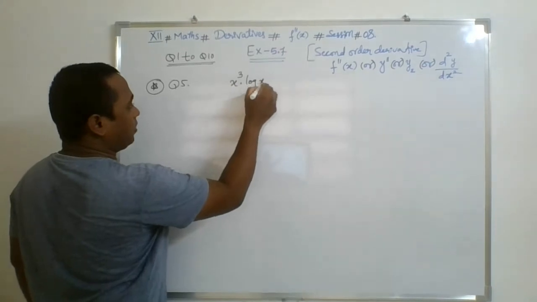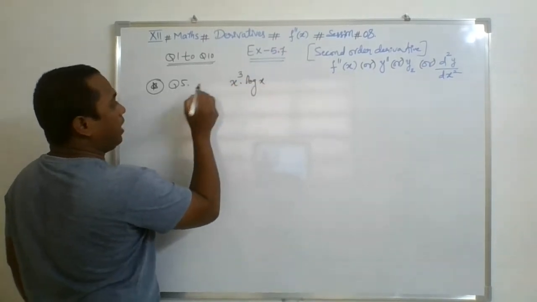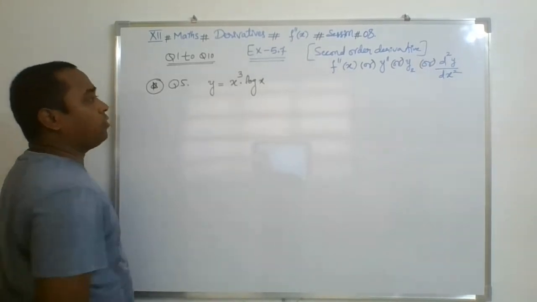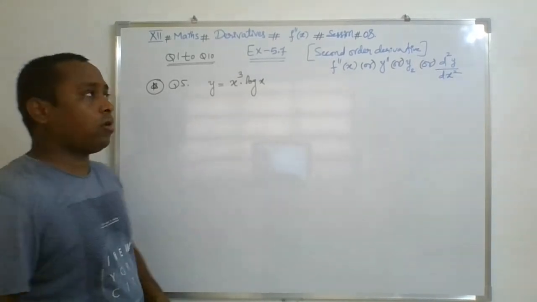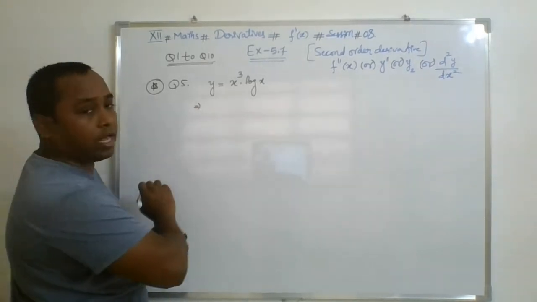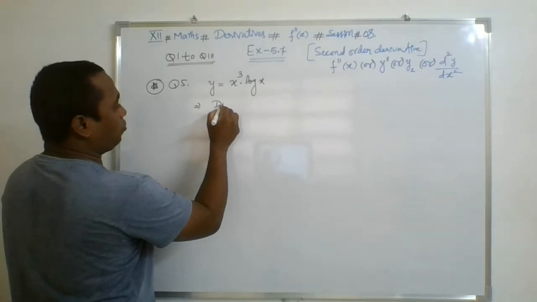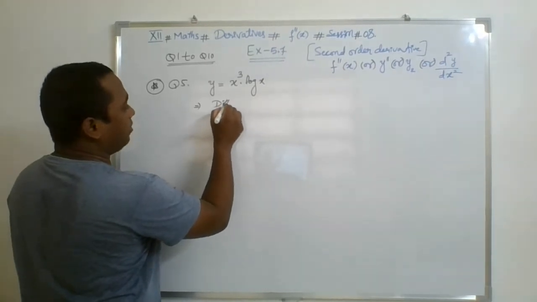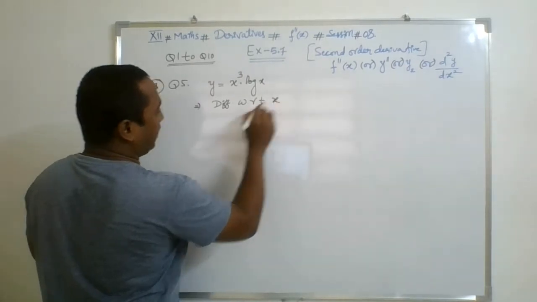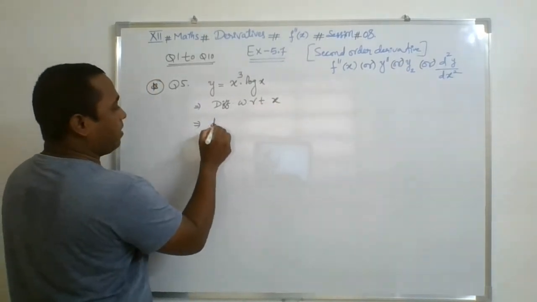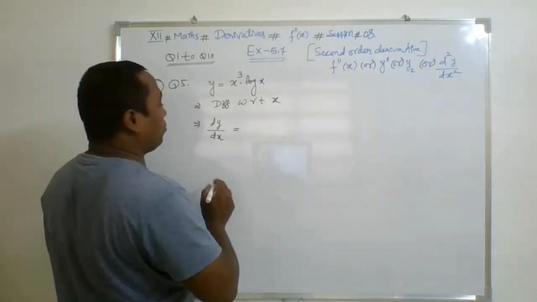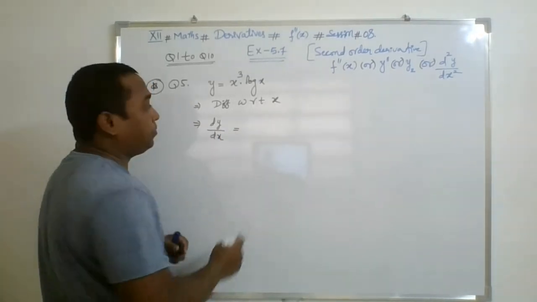This is a simple function. Now I'm taking this function as y. So y is equal to x cube into log x. Then if you differentiate with respect to x, always make a habit to write differentiate with respect to x. Then ultimately it becomes dy by dx is equal to, or you may also write y dash.